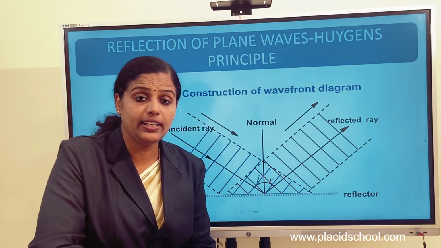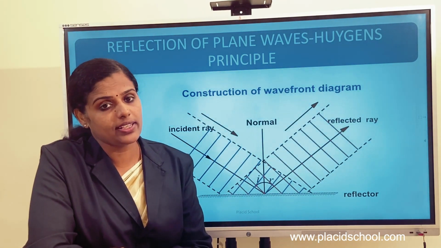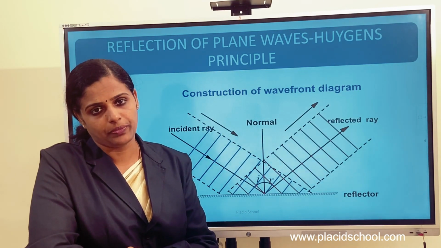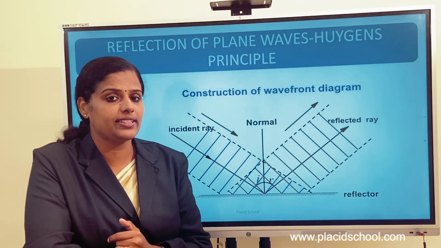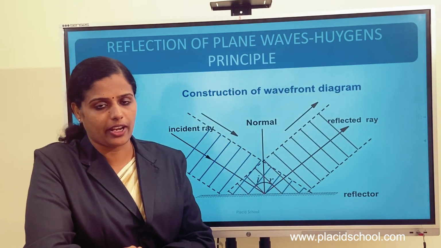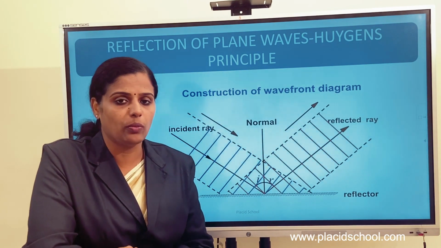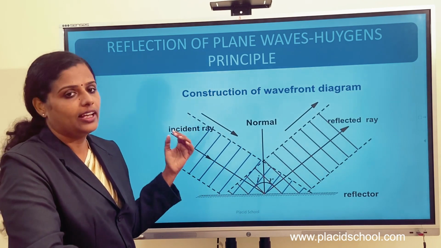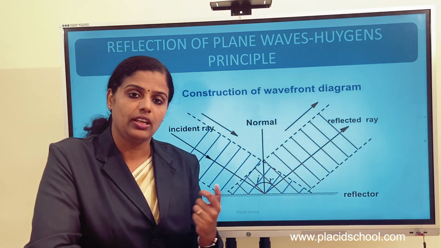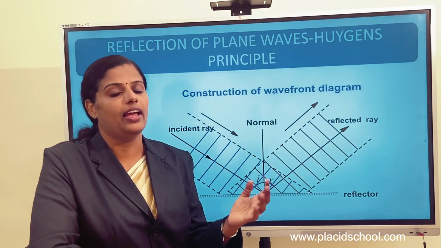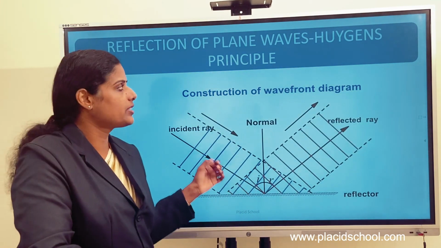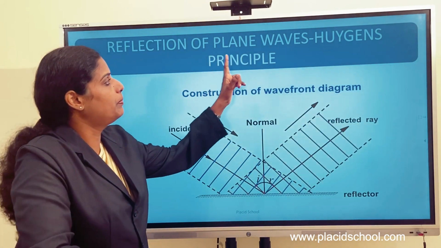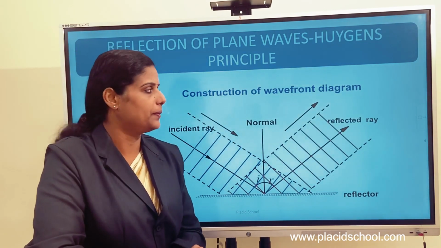We already discussed that in ray optics we can explain reflection and refraction, but wave optics is completely different from ray optics, and using wave optics we can explain reflection, refraction, then interference and diffraction. The first case is reflection, and reflection of a plane wave using Huygens' principle.